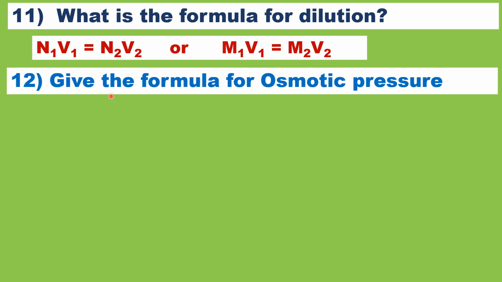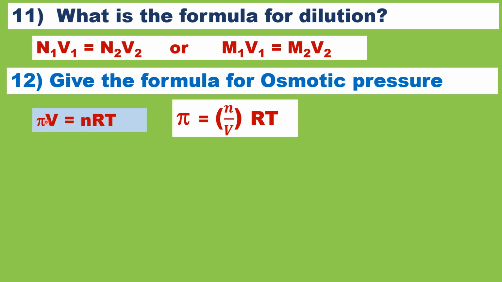Okay, now let us see the 12th question. Give the formula for osmotic pressure. This is very important. It is so often asked in all exams. PV is equal to nRT for an ideal gas. For solution, pi V equals nRT formula is used, where pi is called osmotic pressure.